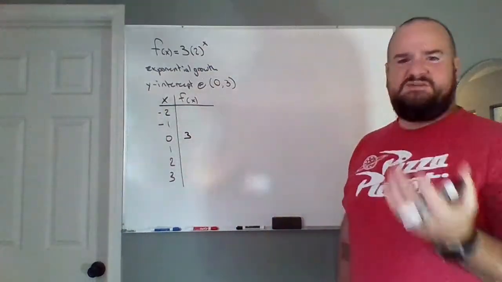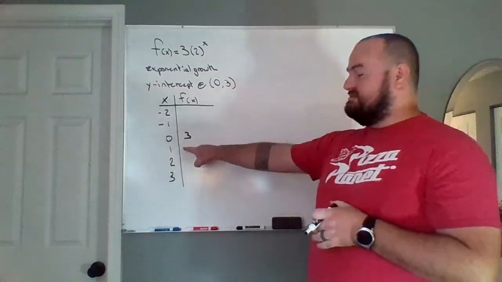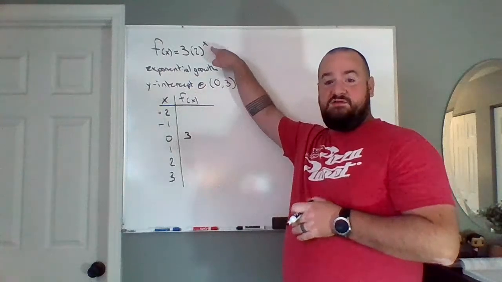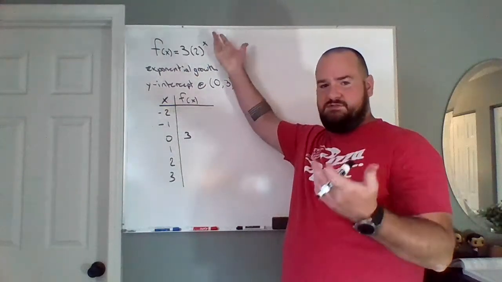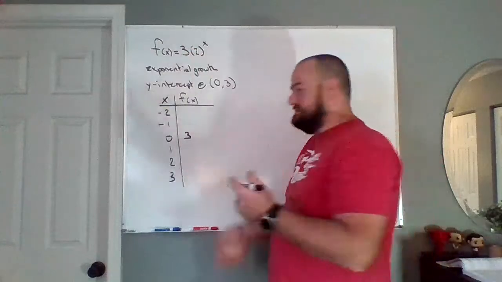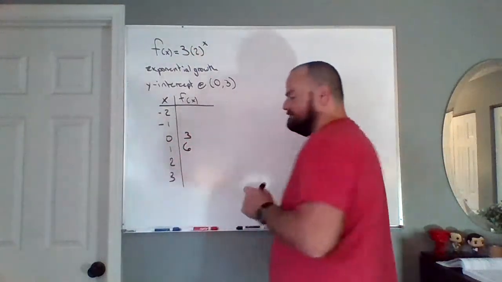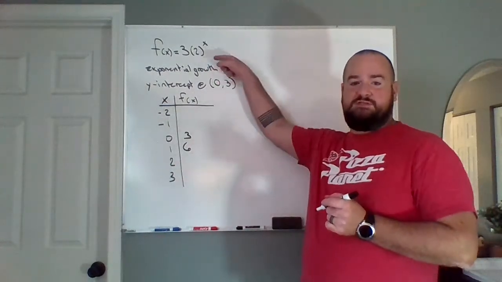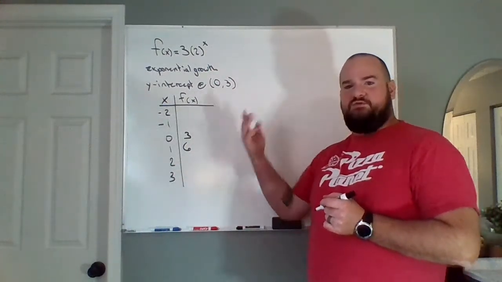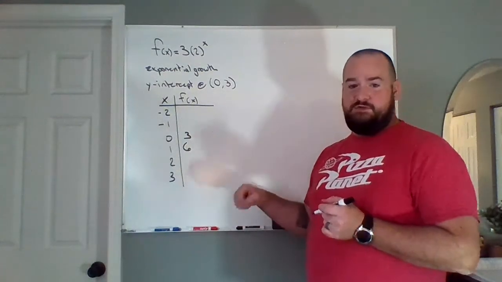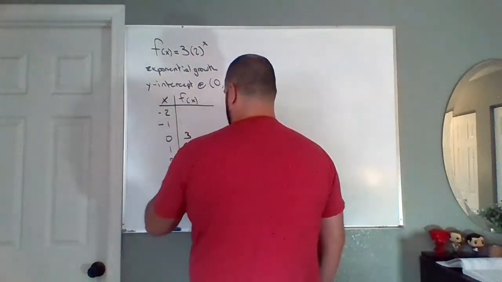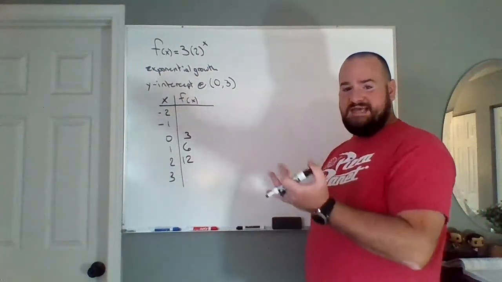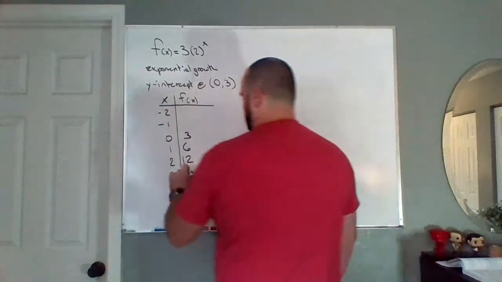Now, let's start with the simple ones. Let's go positive. If x is 1, we get 3 times 2 to the first power. The first thing we need to do is the exponent: 2 to the first power is 2. Awesome. 2 times 3 is 6. Now, f of 2 is going to be 3 times 2 squared. 2 squared is 4. 4 times 3 is 12. One more time: 3 times 2 cubed. 2 cubed is 8. 3 times 8 is 24.